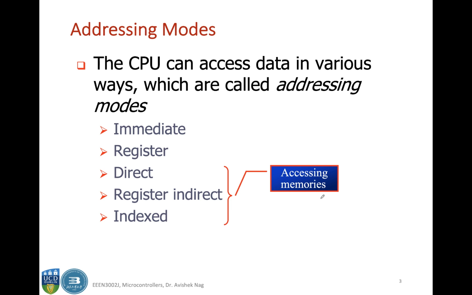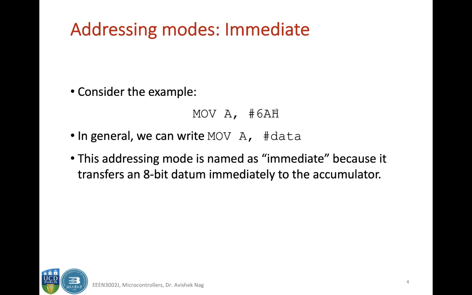So the first one is the immediate addressing mode. There are actually five addressing modes in your 8051. They are as follows: immediate, register, direct, register indirect, and indexed. Direct, register indirect, and indexed are basically concerned with accessing the data in the memories. Immediate and register are not involved with accessing memories. So let's see the first one, the immediate addressing mode.